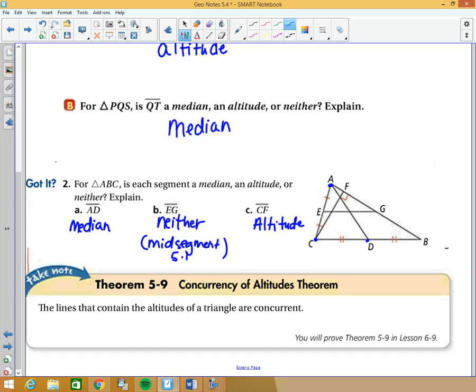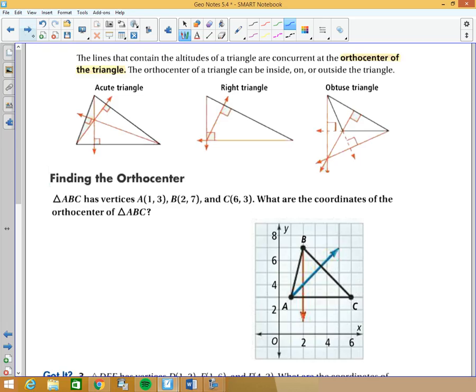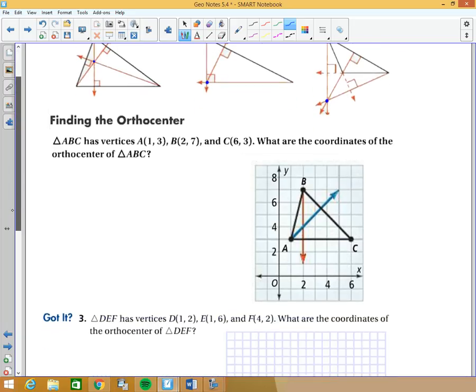Okay, where the altitudes are concurrent, we just talked about a second ago, is going to be the orthocenter of the triangle. Okay, and the concurrent orthocenter for an acute triangle will be inside the triangle. For the right triangle, it's going to be at the vertex of the right angle. Okay, and for the obtuse triangle, it's going to be outside of the triangle. That's how we're going to find the orthocenter.